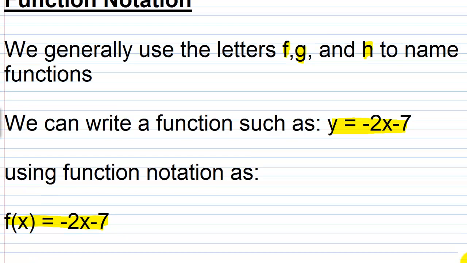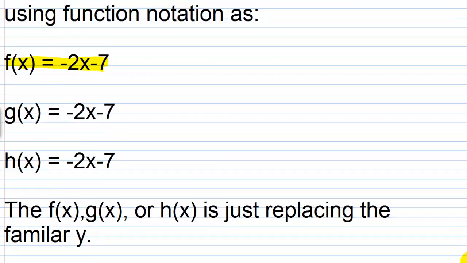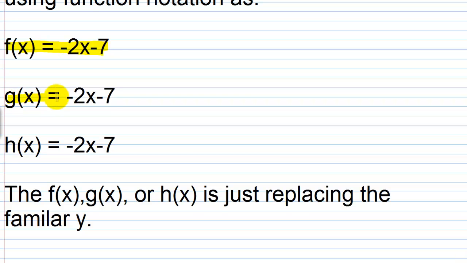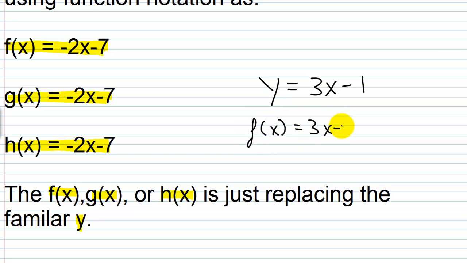You could also do g of x equals negative 2x minus 7, or something like h of x equals negative 2x minus 7. Basically here the f of x, the g of x, or h of x is just replacing the familiar y. So up until the point where we dealt with functions, we always saw stuff like y equals 3x minus 1. Well, now we're just changing this y and we're saying f of x equals 3x minus 1.